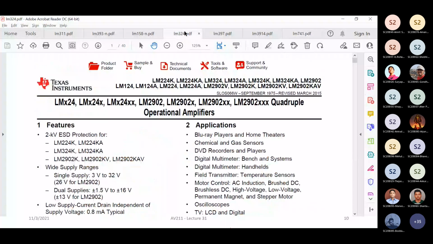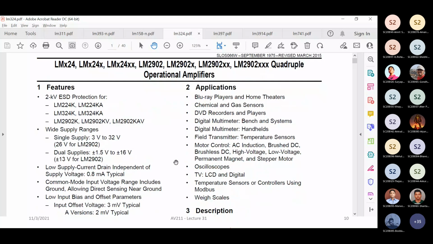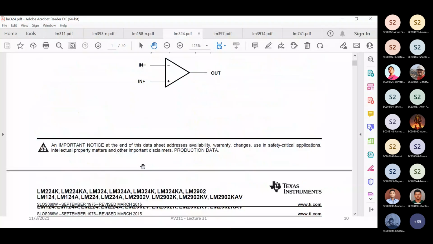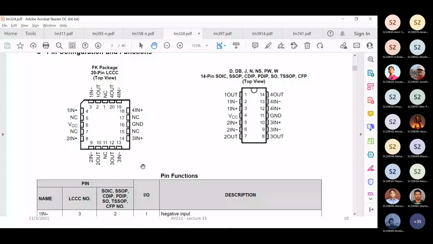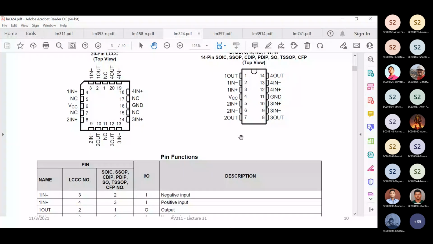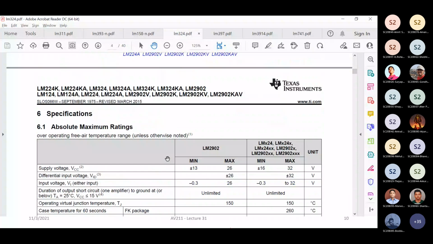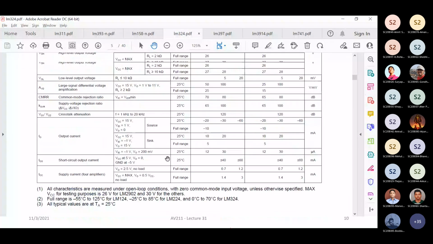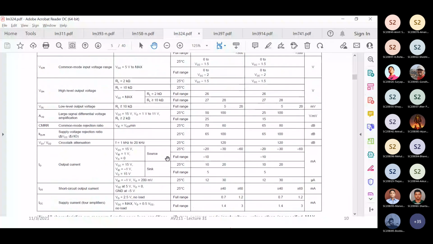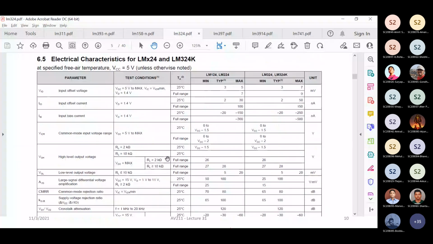Let's look at LM324. LM324 is a very commonly used op-amp, readily available. Now, this has a quadruple operation amplifier, which means that if you look at the pin diagram, there are 4 op-amps sitting inside, which you can use independently. Here you can see that VOH, the high level output voltage, is VCC minus 1.5 volt. That is what they have given. Low level voltage is around 5 to 20 millivolt.